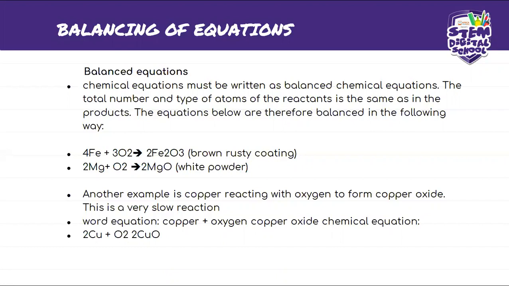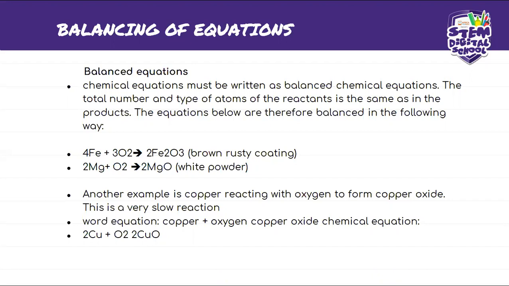Now another example is copper reacting with oxygen to form copper oxide. This is a very slow type of reaction. Here we have the word equation and the chemical equation. Because remember, sometimes they can give you a scenario in sentence form and say, write a word equation and the symbolic or chemical equation.